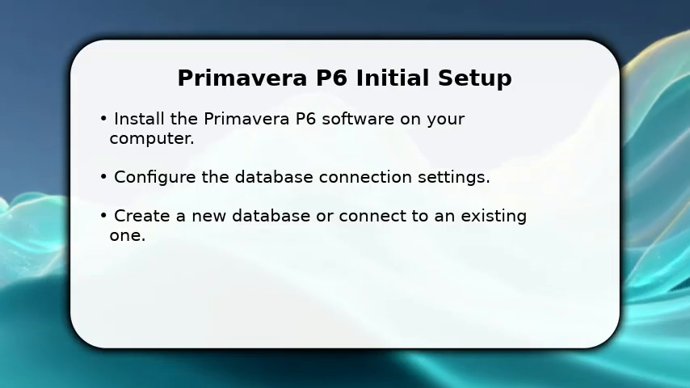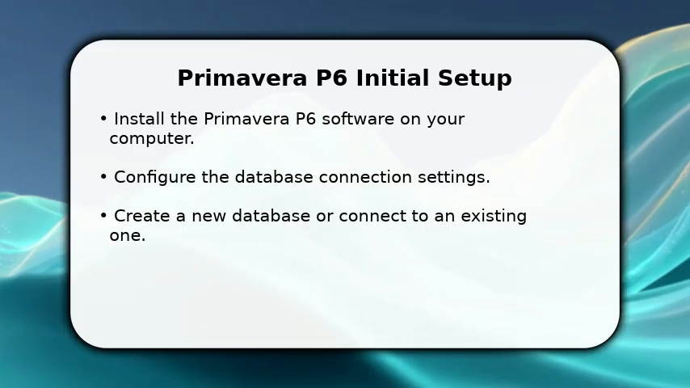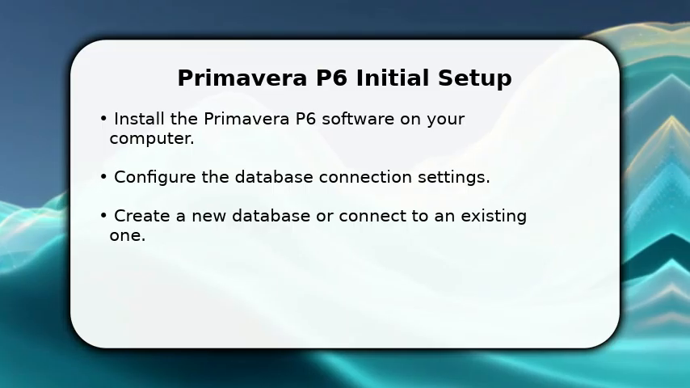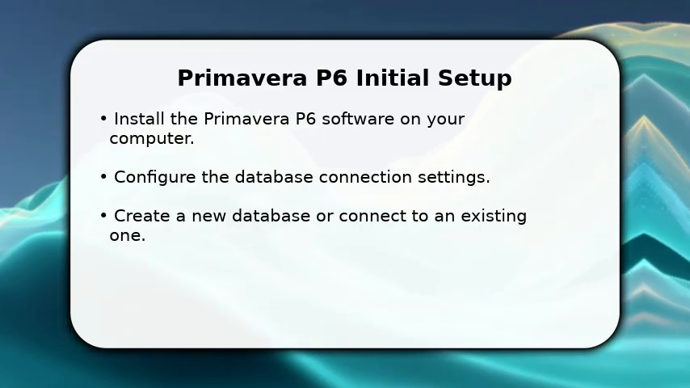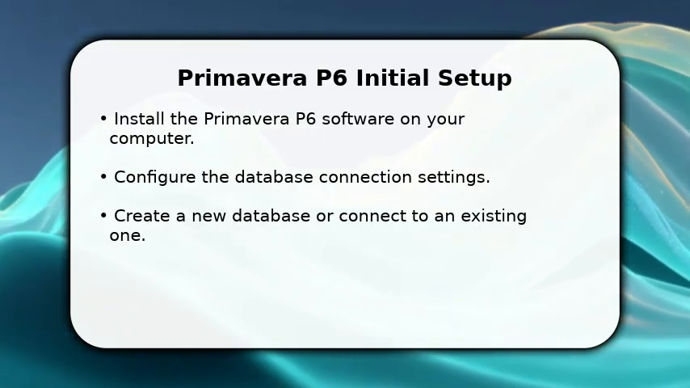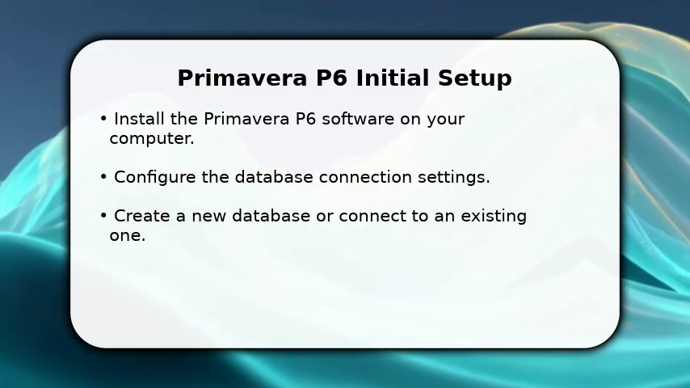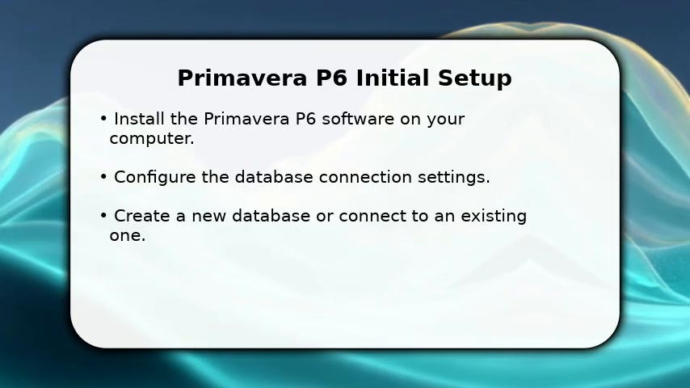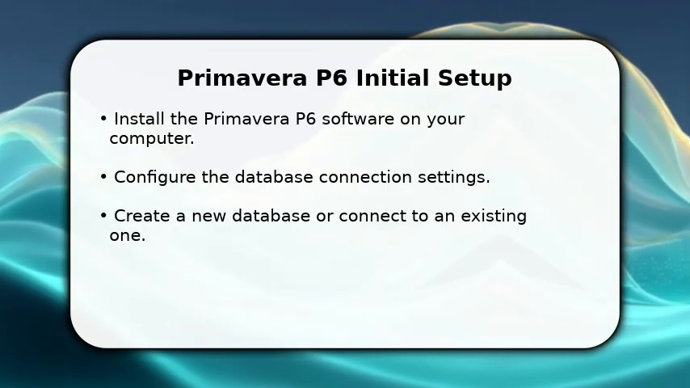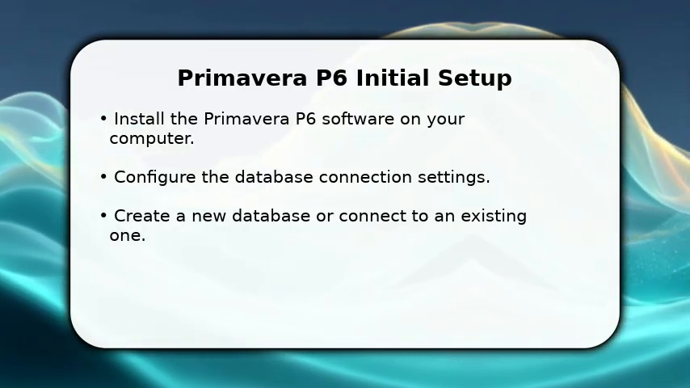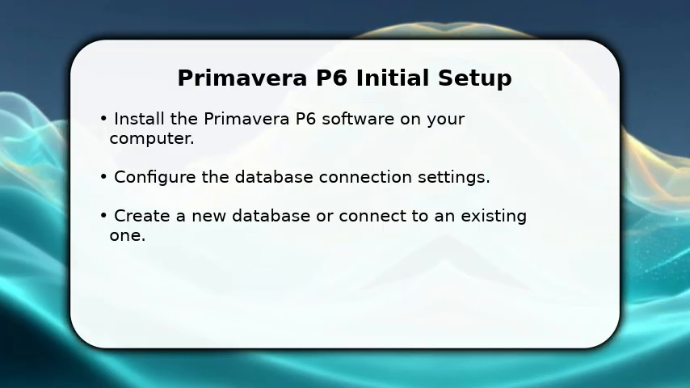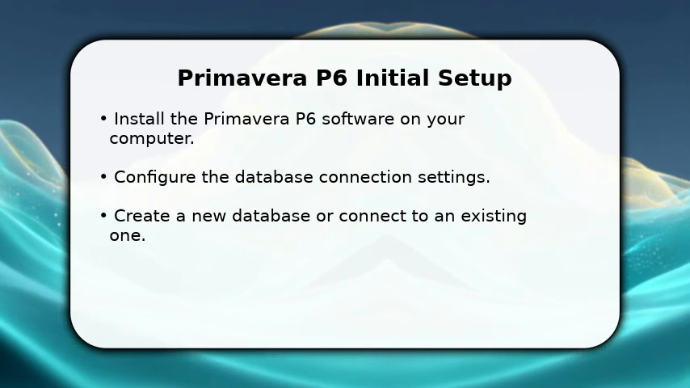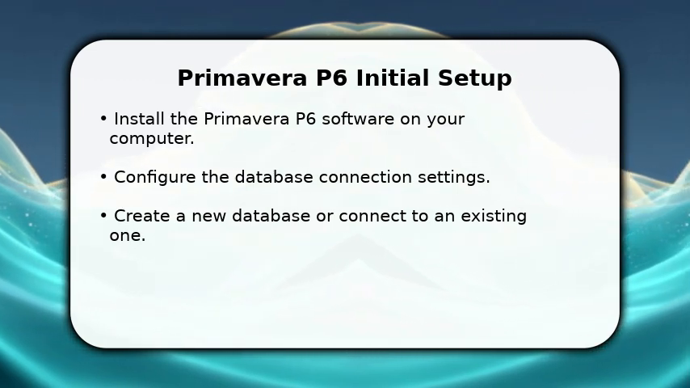In this video, I will explain how to set up Primavera P6. First, ensure you have the Primavera P6 software installed on your system. Next, you'll need to configure your database connection. This involves specifying the database type, server name, and login credentials. You can either create a new database for your projects or connect to an existing one, depending on your organizational needs. This foundational step is crucial for all subsequent project management activities within P6.